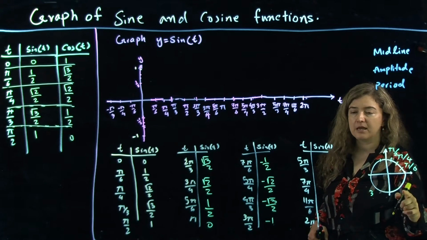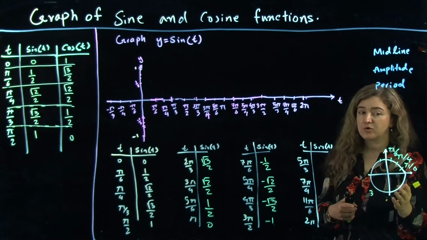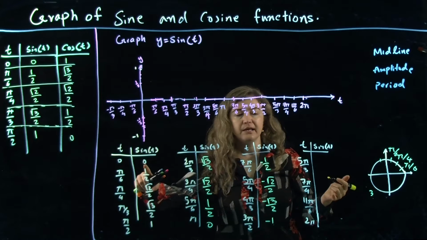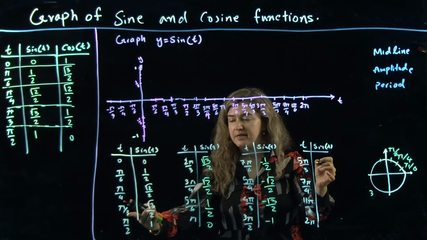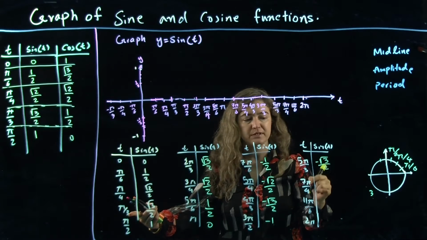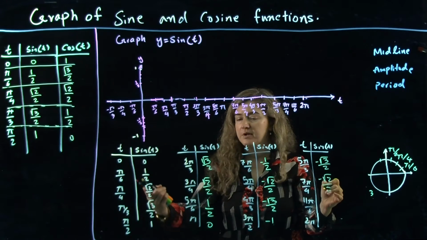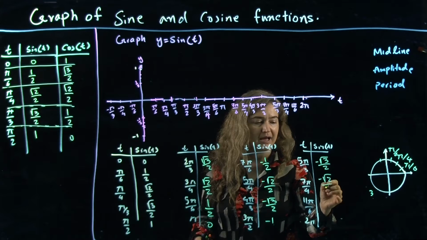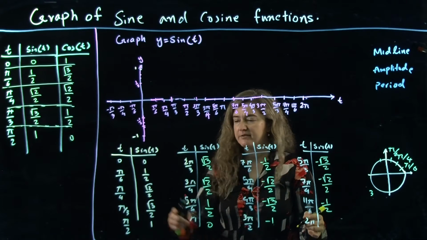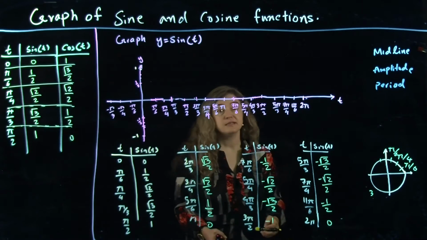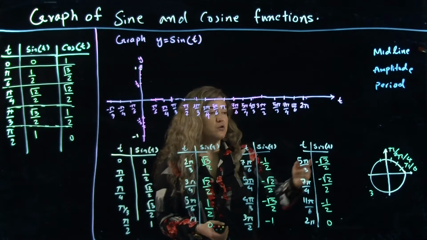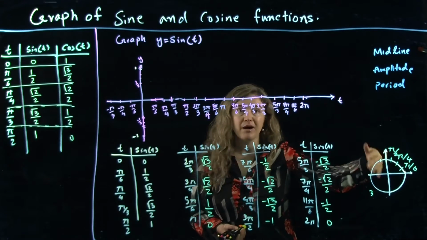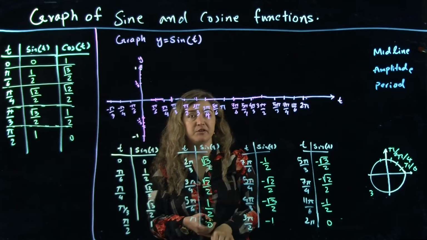This part is all in quadrant 4, and in quadrant 4 again, y is negative, so all the values are going to be negative. Denominator 3 in the reference gives negative square root of 3 over 2. Denominator 4 is negative square root of 2 over 2. Denominator 6 is negative 1/2, and 2pi becomes 0. And I know that if I go round and round the unit circle, I repeat the same process. That's why the sine function is periodic.